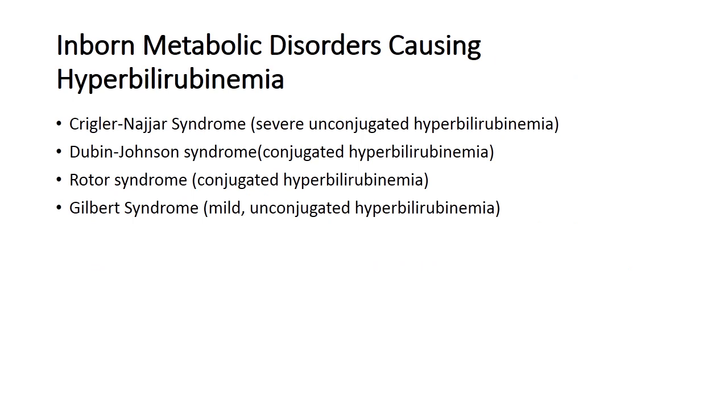Some inborn metabolic disorders can cause hyperbilirubinemia. Crigler-Najjar syndrome, in which there is severe unconjugated hyperbilirubinemia. Another condition is Dubin-Johnson syndrome, in which there is conjugated hyperbilirubinemia. In Rotor syndrome, there is also conjugated hyperbilirubinemia, while in Gilbert syndrome there is mild unconjugated hyperbilirubinemia.